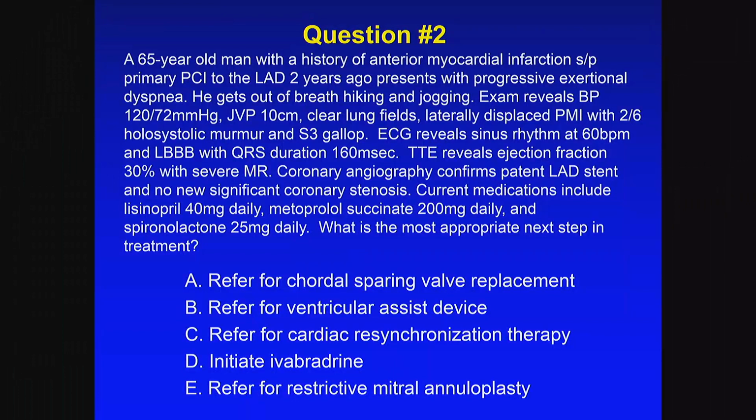ECG reveals sinus rhythm at 60 and a typical left bundle branch block with a QRS duration of 160 milliseconds. Echo shows an EF of 30% with severe functional mitral regurgitation. Angiography confirms a patent LAD stent and no new stenoses. He's on great medical therapy with lisinopril, metoprolol, and spironolactone. What is the most appropriate next step in treatment?